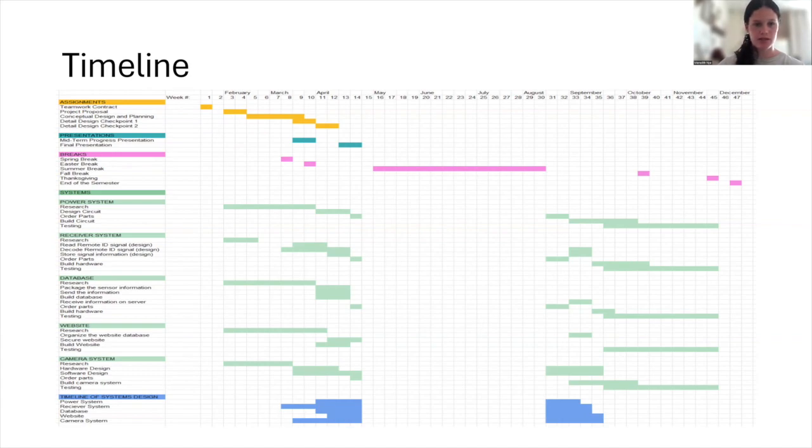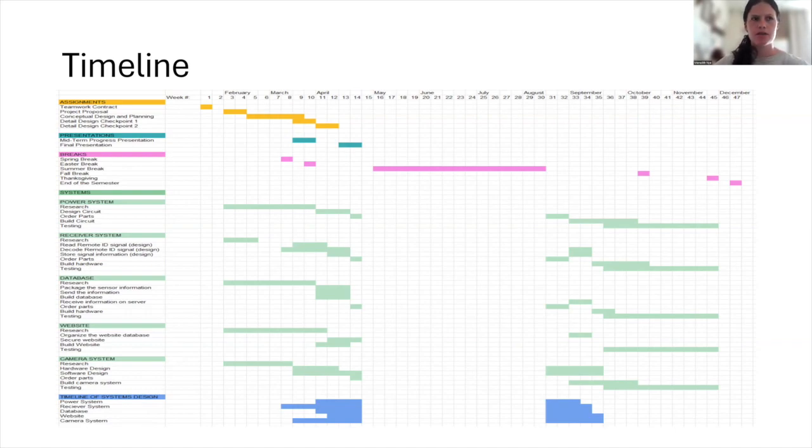That's what this is. I have the breaks over the entire course of the next year. So this big pink line is summer break. And then the different systems: the power system, receiver system, database, website, camera system. I created different benchmarks under each of those systems and how long they would take. And then the timeline of the system's design, how each system would depend on everyone else's system in terms of completion and what that might look like.